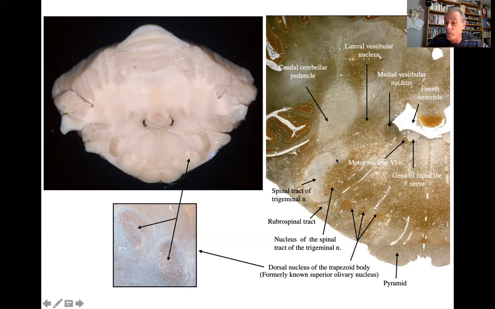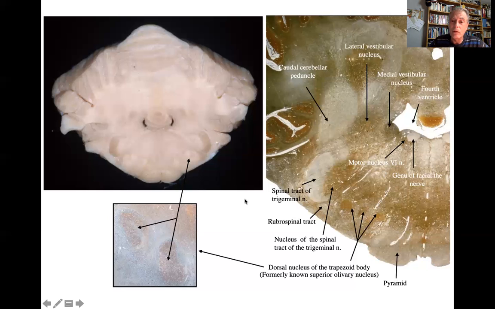And now we start to see the spinal tract of the trigeminal nerve and the nucleus of the spinal tract of the trigeminal nerve here. Remember that we are at the fourth ventricle here, and what do we have? At this level, we have vestibular nuclei, right? The medial vestibular nucleus, the lateral vestibular nucleus, and this is the caudal cerebellar peduncle. This big structure is the caudal cerebellar peduncle.